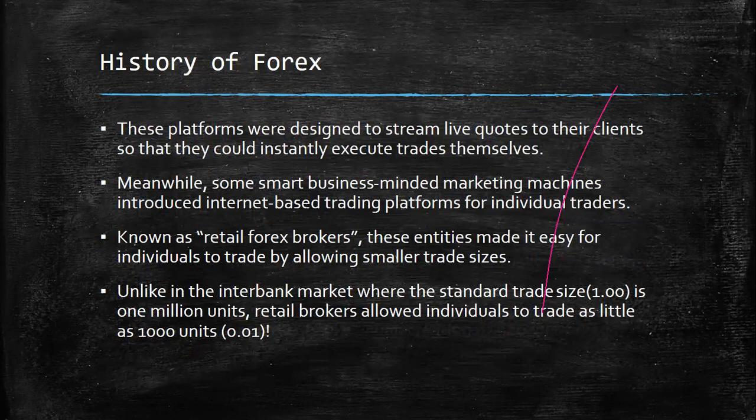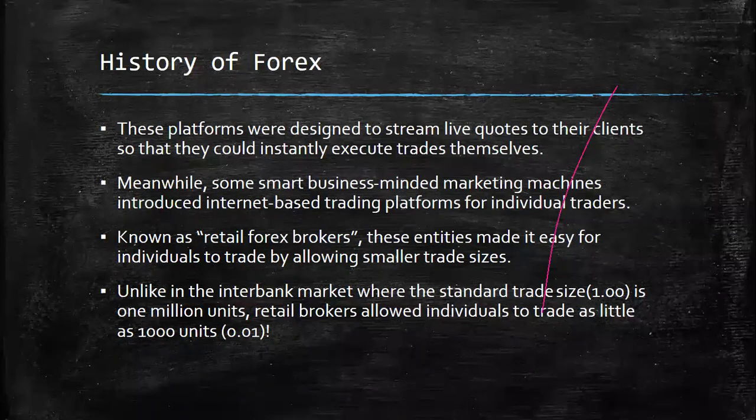Meanwhile, some smart business-minded marketing machines introduced internet-based trading platforms for individual traders. Known as retail Forex brokers, these entities made it easy for individuals to trade by allowing smaller trade sizes. Unlike in the interbank market where the standard trade size is 1.00, a standard lot size, which is 1 million units, retail brokers allow individuals to trade as little as 1,000 units, or the micro lot size of 0.01.